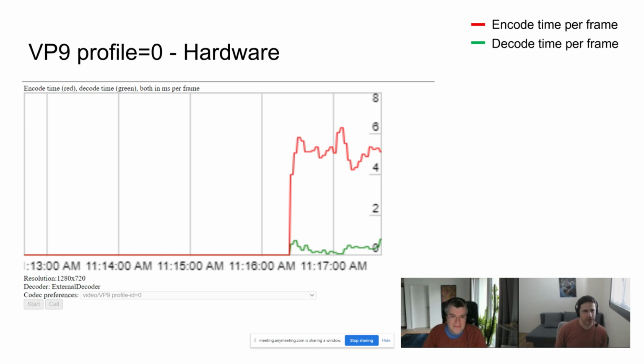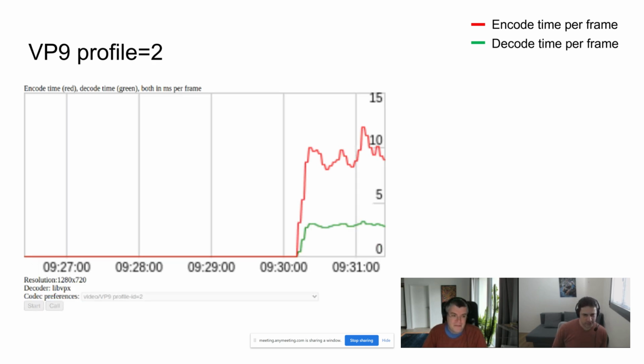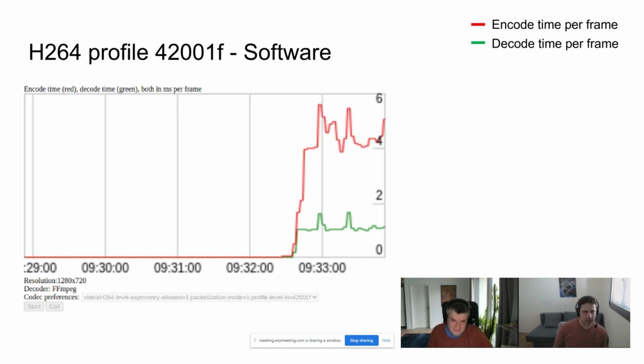Okay. So then you try to play with other profiles for VP9, right? Yes. Profile 2, which is, I think, a more colorful profile. And I wouldn't use it for real time because we're going into 10 millisecond encode time and 2.5 to 3 milliseconds for decode. Okay. And I guess this is why they use it for things like Stadia and cloud gaming, but not for video conferencing. Okay. But then you started playing with H.264.